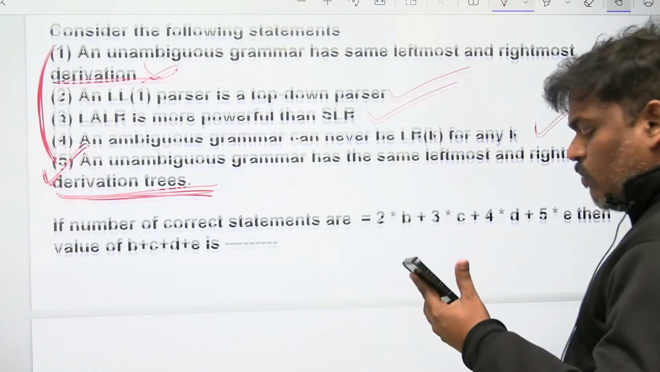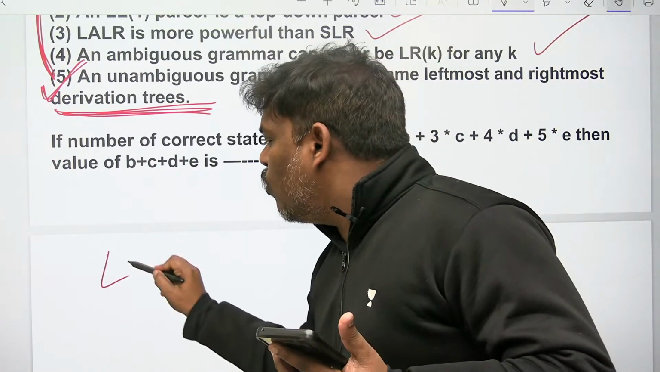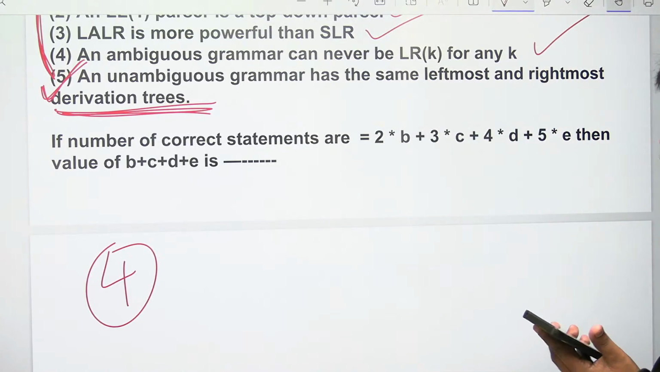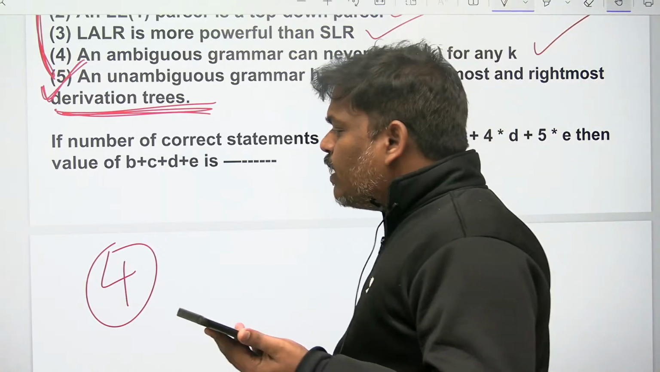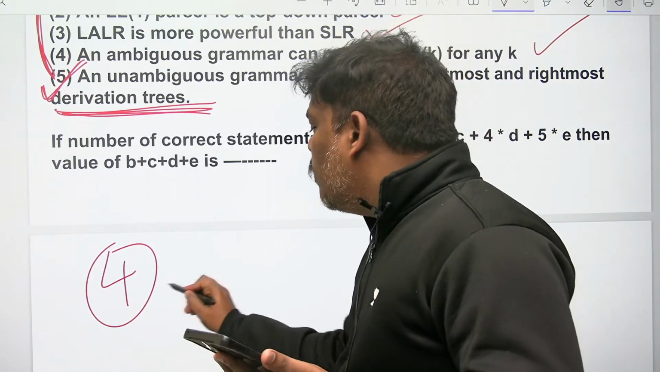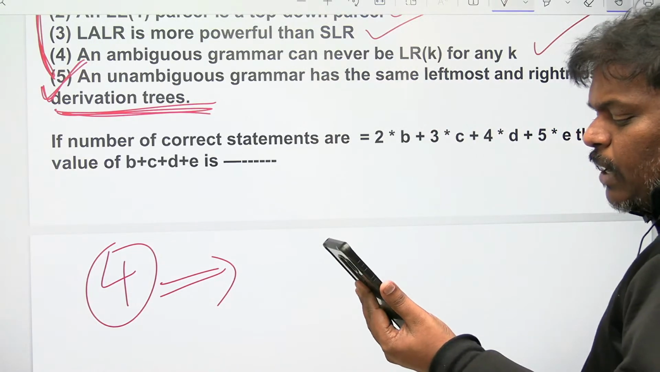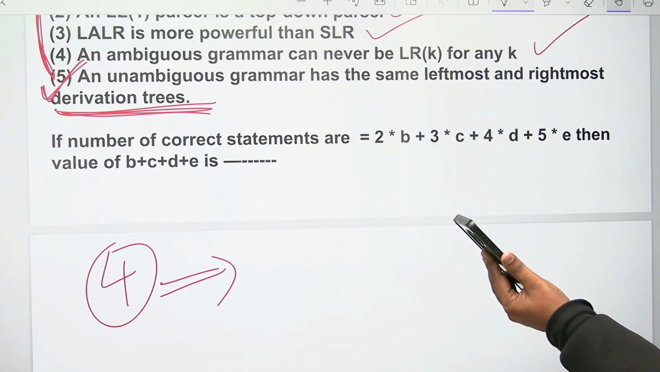How many are true? Only 4 are true. Out of 5, the first one is not true, and the remaining are true. So 4 statements are true. The first one is not true.